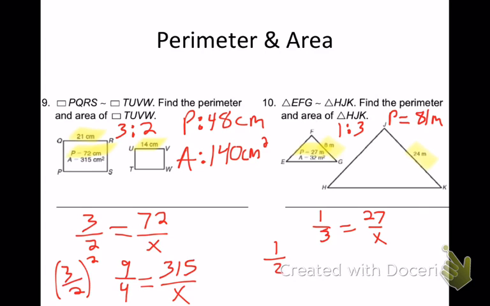And then I'm going to do the area. So instead of doing 1 over 3, I'm going to do 1 over 3 squared. So I'm going to get 1/9 equals, what's my area here? 32 over x. I don't need to square 32. Now I use cross products and solve, and I get 288 meters squared. Again, the big thing you need to recognize here today is for the area, you need to square the ratio to set up proportions and solve.